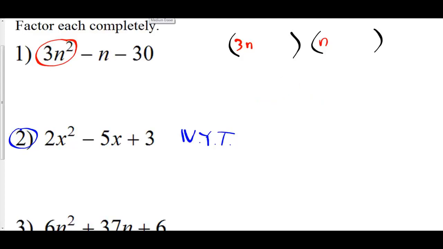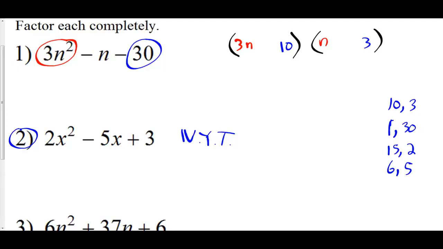So negative 30 has a lot of different options, right? It could be 30 times 1, it could be 15 times 2, it could be 10 times 3, it could be 6 times 5. So we should list all the options we have for negative 30, and then start working through the list. And if we start with 10 and 3, we can do 3 and 10, or we can do 10 and 3. We're going to need our field goal posts. And we're going to need to see what we can do to get negative n, which is negative 1n.